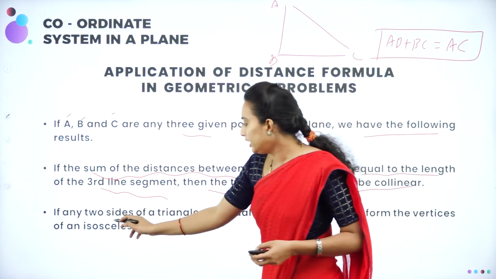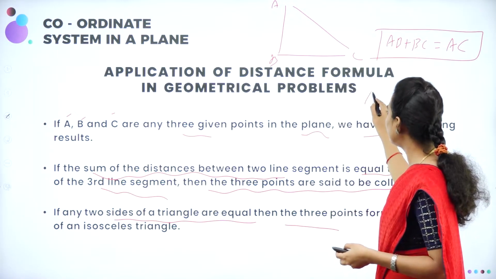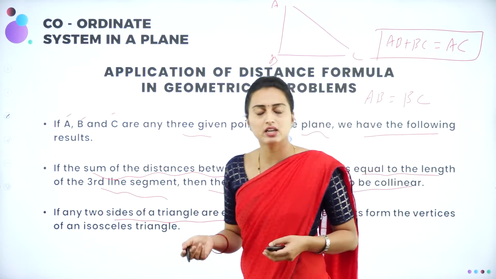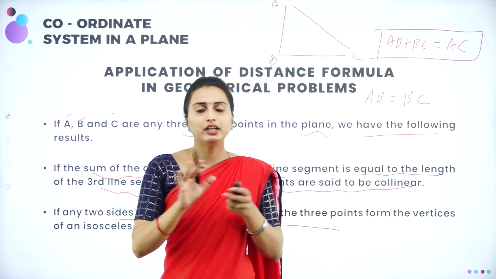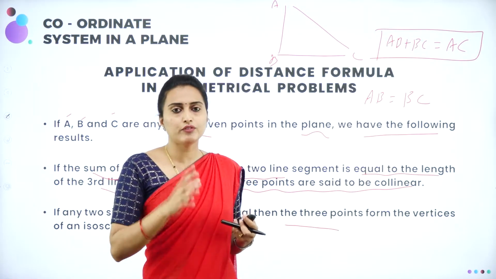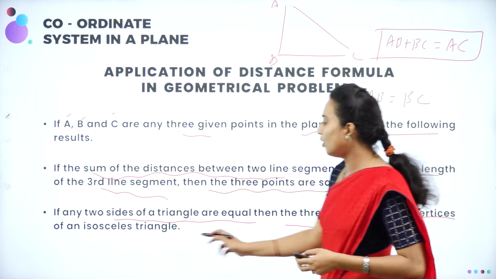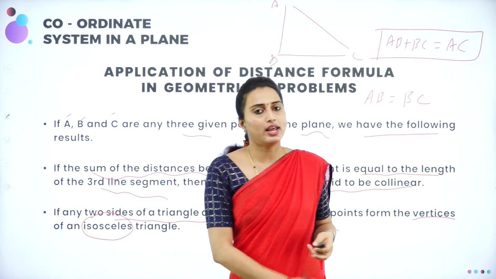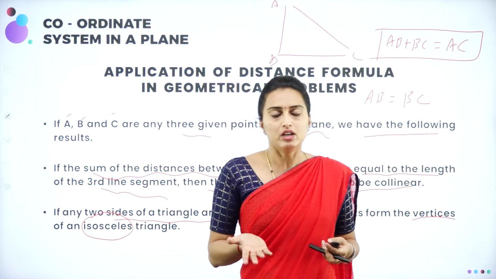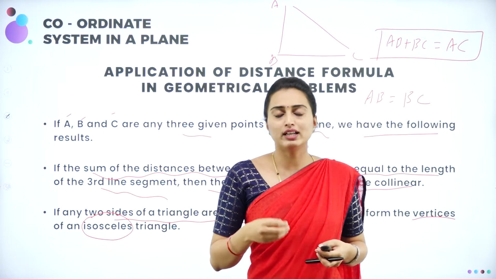And then if any two sides of a triangle are equal, suppose in a triangle AB is equal to BC, or AB is equal to AC, or BC is equal to CA, if the lengths of any two sides are equal, then the points are said to be the vertices of an isosceles triangle. Because in an isosceles triangle two sides must be equal. If two sides are equal, it is said to be an isosceles triangle.